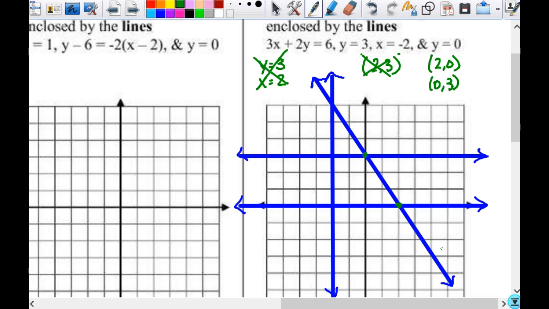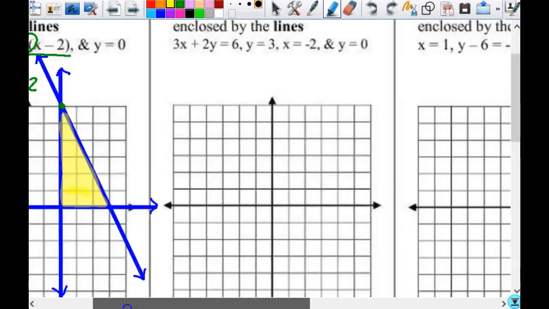Now then when you go to shade, you have 4 lines. Your shaded region should have 4 sides. I know I'm not shading here because this isn't enclosed because it keeps on going. I'm not shading here because this region doesn't have anything to do with this line. This is the region that is enclosed by all 4 lines at the same time. Okay, does that make sense? We good? All right, so let's look at number 3.